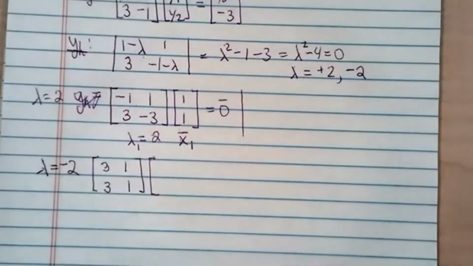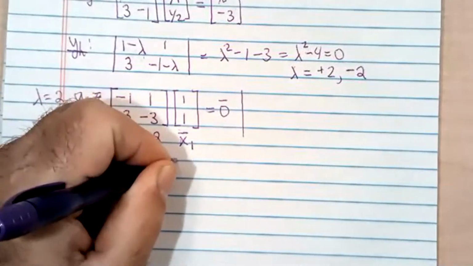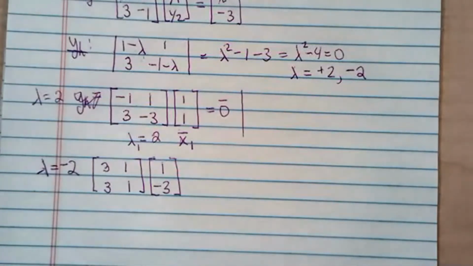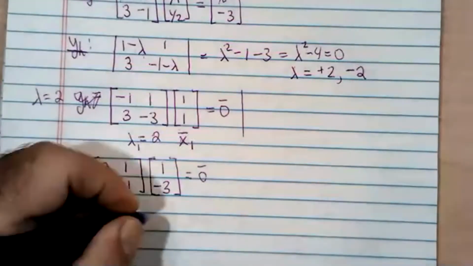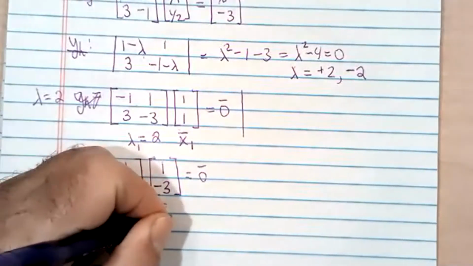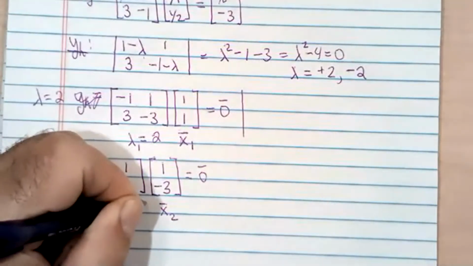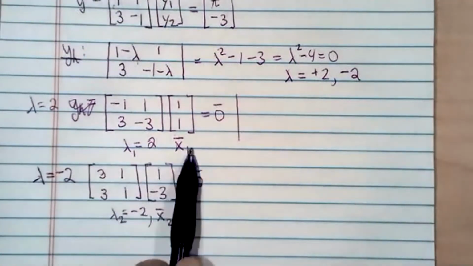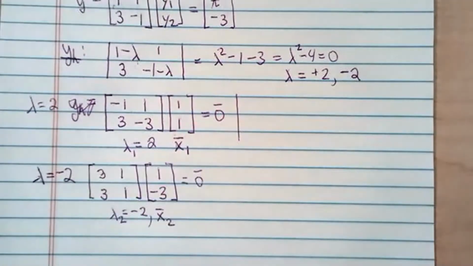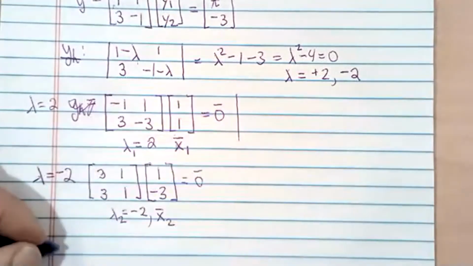And once again, you can probably just look at it and find a convenient form of the eigenvector. 1, -3 would work. And so that is x bar 2, and lambda 2 is -2. So I've got my pair of eigenvector pairs, and now I can write down the homogeneous solution directly.